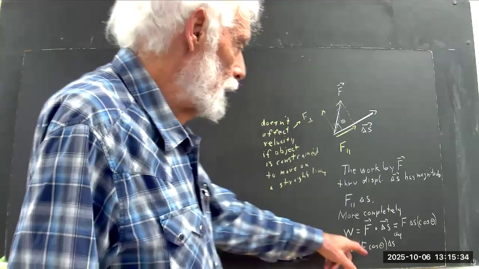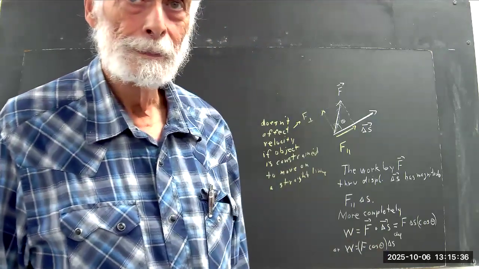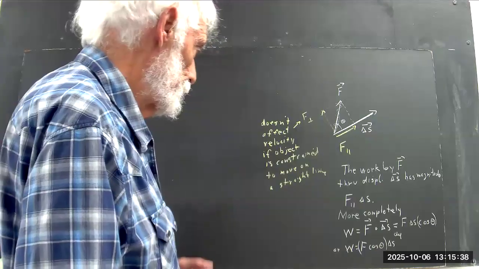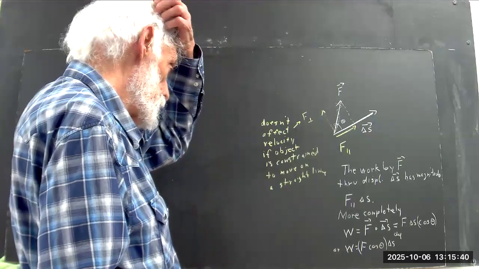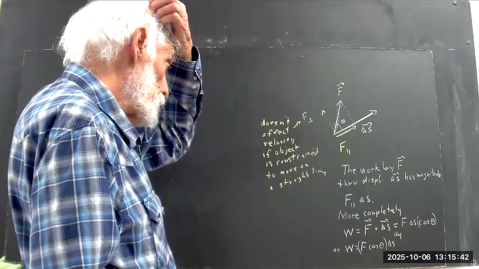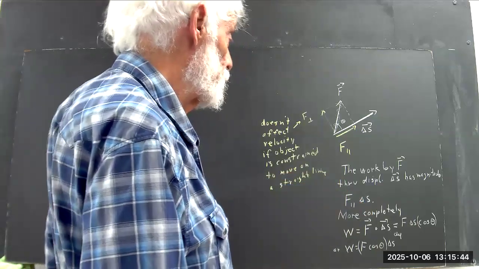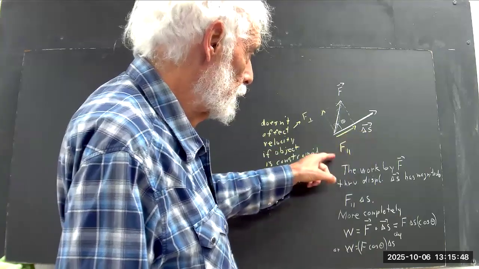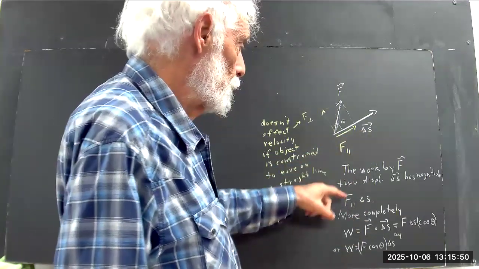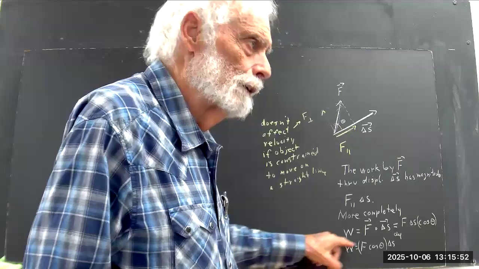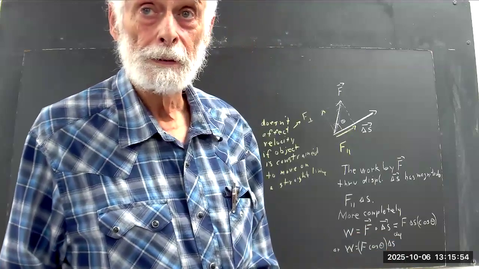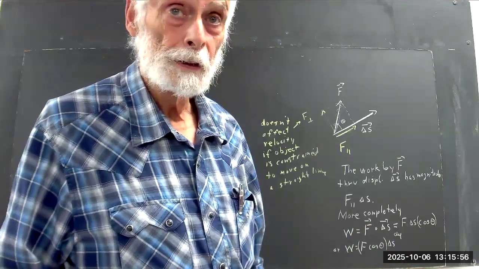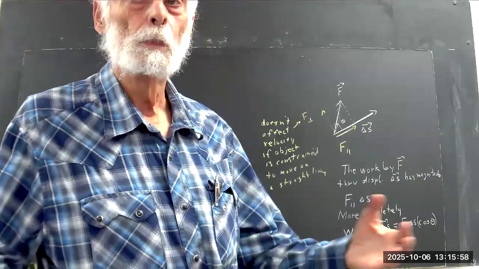So the work is F cosine theta delta S. That's what it said in the lecture, right? Now, why don't we just say F parallel delta S? Well, if you're careful about whether F parallel is in the direction of delta S or not, you can kind of get away with this, but you really want to be able to use the dot product. It's a little more sophisticated, a little more accurate, a little more reliable.